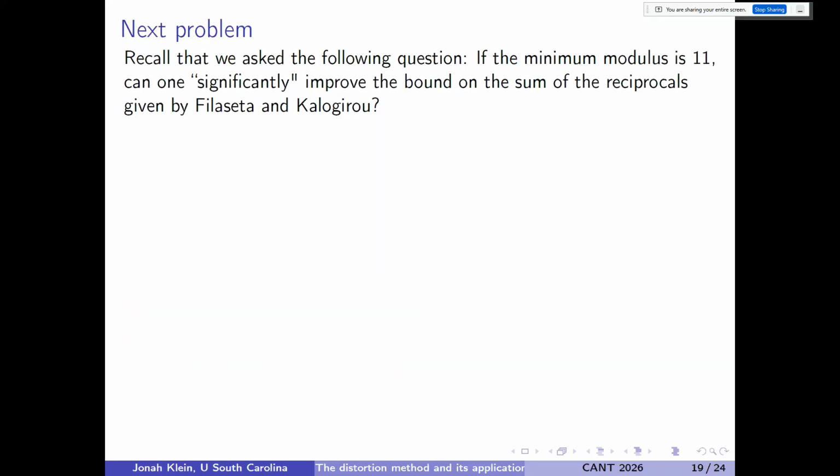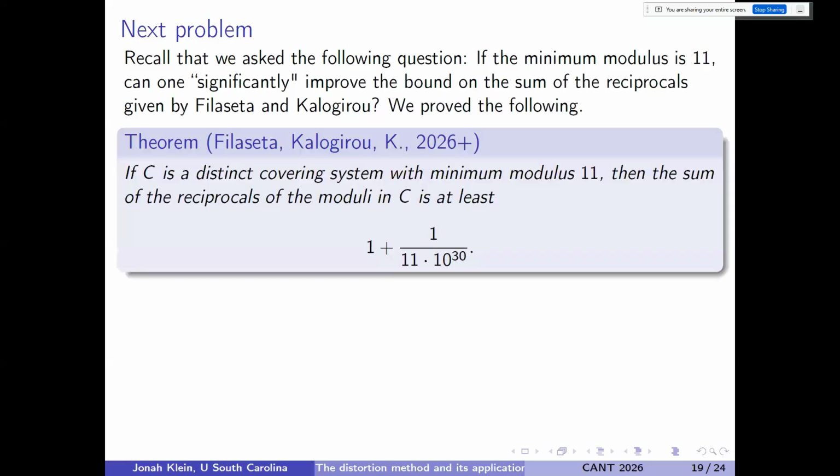Okay, so recall that we asked the following question. If the minimum modulus is 11, can we significantly improve that bound, that was something like 1 plus exponential of minus 10 to the 21? What we managed to prove is the following. So if C is a distinct covering system with minimum modulus 11, then the sum of the reciprocals of the moduli in C is at least 1 plus 1 over 11 times 10 to the 30. So we went from exponential of minus 10 to the 21 to 1 over 10 to the 30. Massively better, yeah, even though still extremely small.